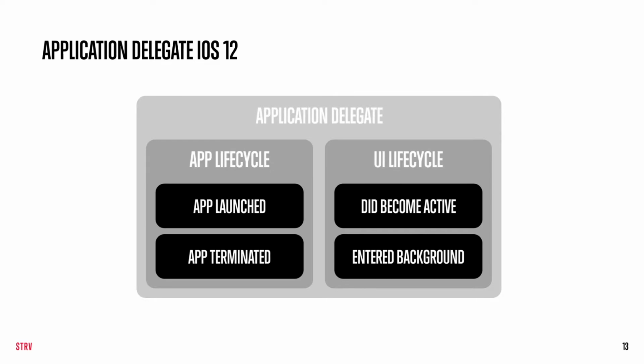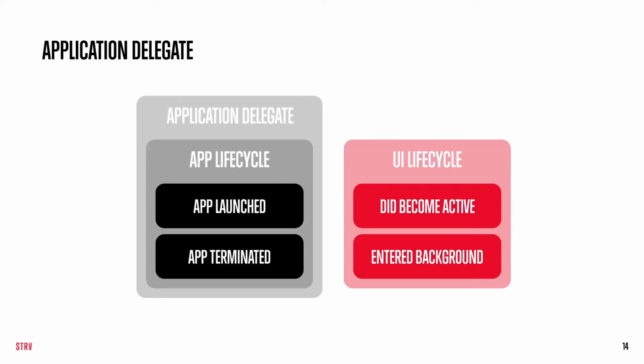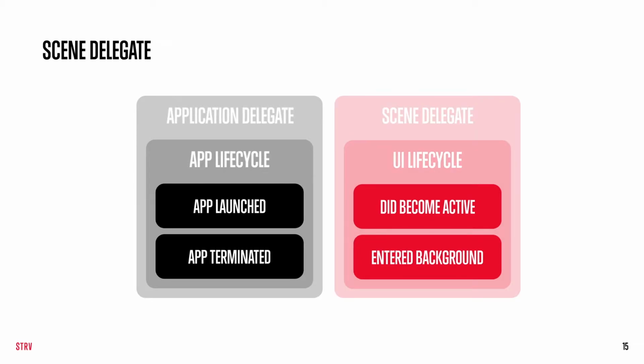So what happened is that the application delegate kept just the app lifecycle methods, but the UI lifecycle methods were extracted to SceneDelegate. What is SceneDelegate? Well, UIApplication has UIApplicationDelegate, and UIScene has UISceneDelegate. So this is the equivalent for the scenes, and because a scene is the equivalent of an instance of the UI, it takes care of the UI lifecycle methods. So all the did become active and did enter background were moved to the SceneDelegate.